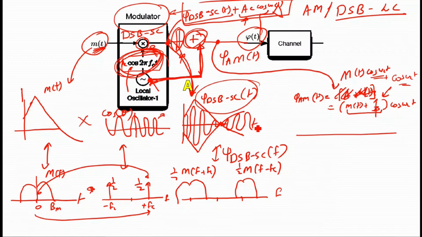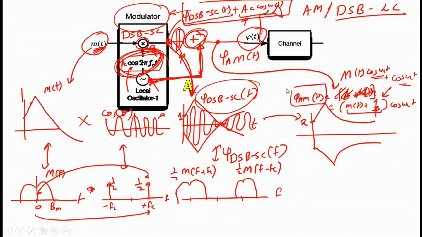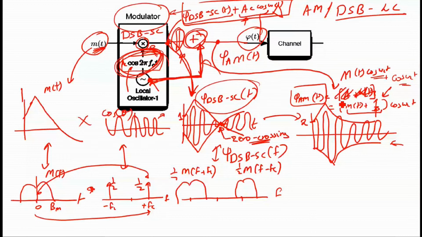So hence this translates to, say this was 1 at this block, now it would become 2. So we would have this format of phi am of t, and this is something that we have achieved from the block which is mentioned over here. But what is the benefit of it? Again, the benefit of it is, previously we were having a zero crossing, but we have set this signal in such a way that there is no zero crossing.